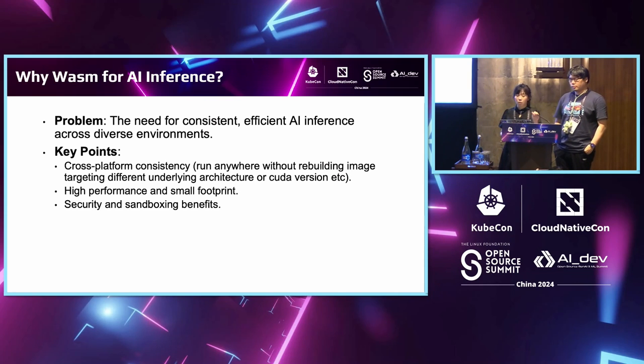Also, Wasm has a really small footprint. When you use it as a container, compared with a Linux container, it's very small. The Wasm runtime itself is about 30 megabytes, and the API server, you can write it in Rust and compile it into Wasm, so it's also less than 20 megabytes. Together it's maybe 16 megabytes or less. But if you do that with Linux containers like Docker, it would be 4 gigabytes at least. And there are also security and sandboxing benefits.